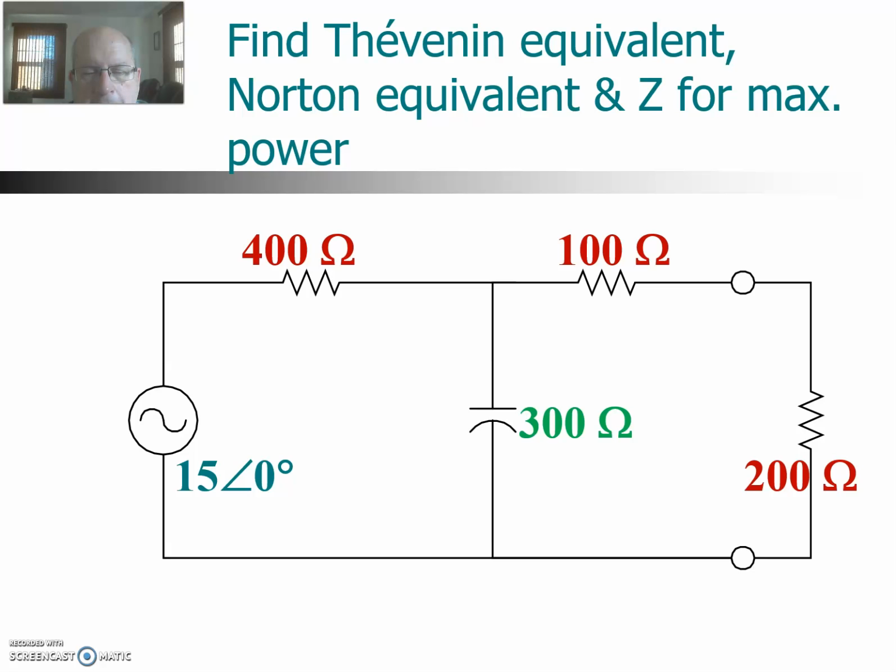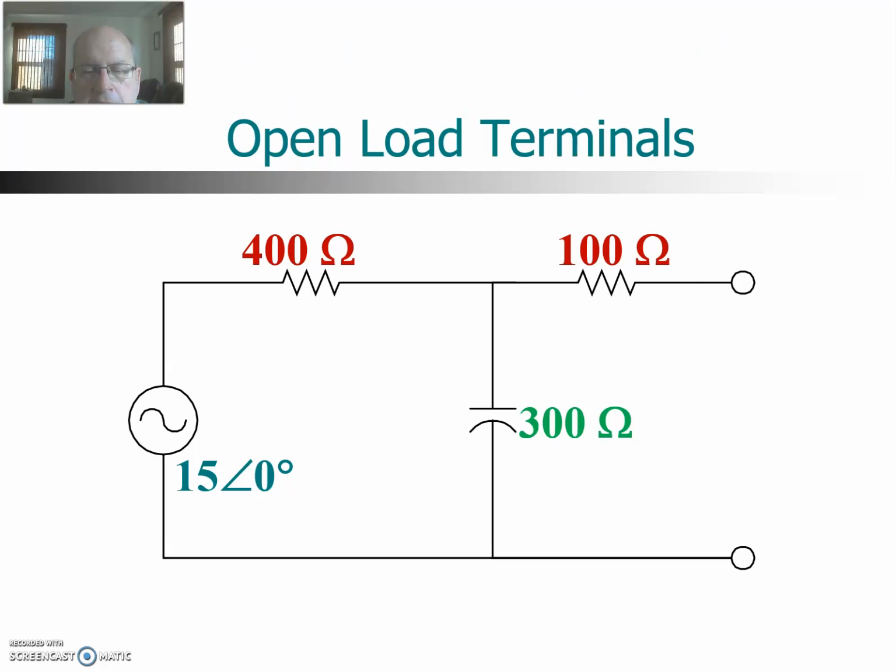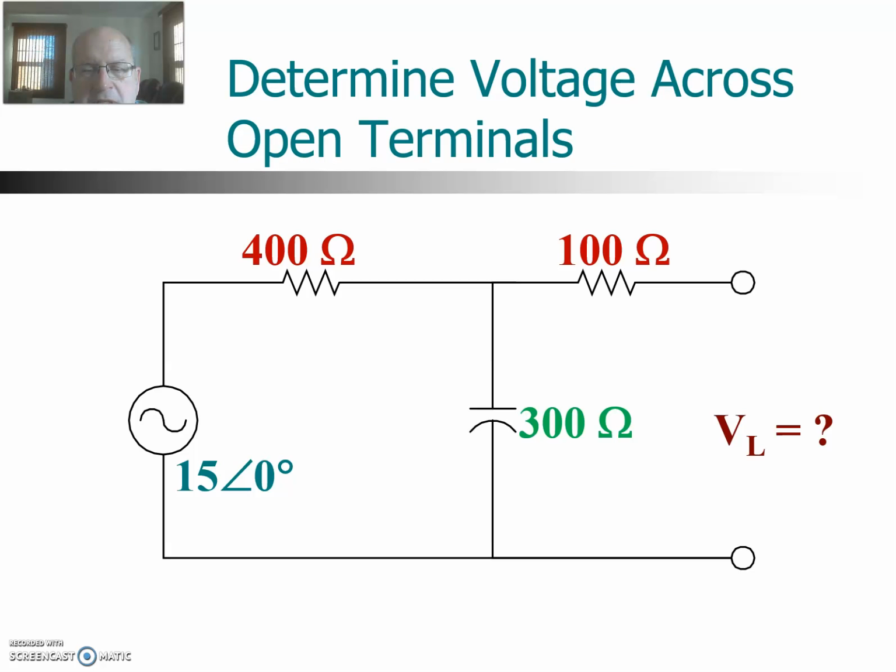So the first step is to remove the load resistor. In this case, that will be the 200 ohm resistor. So there's the circuit without the 200 ohm load resistor. And the next thing we're going to do is to determine what is the voltage across those open terminals. We'll call it VL here. So how do we determine VL?